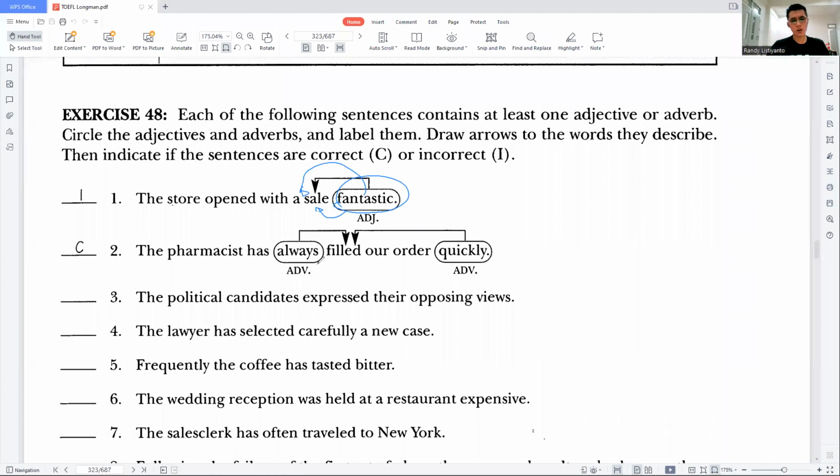Okay, and this just like this. The pharmacist has always filled our order quickly. Always explains filled, and quickly also explains filled. So that is fine. Is an adverb, is an adverb. Because you see, our order here is the noun. So as long as you do not put the adverb between filled and our order, it is fine. So if I use an adverb here, it is incorrect, because this is the verb, and this one is the noun.